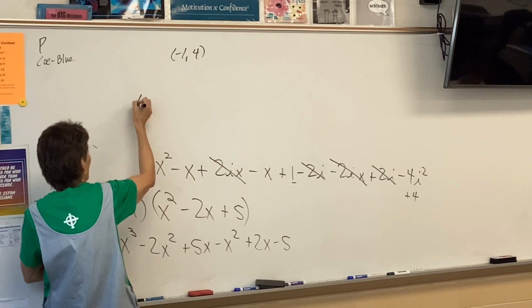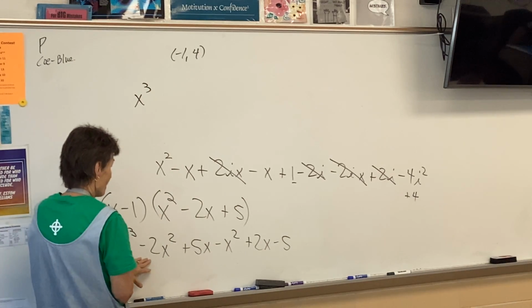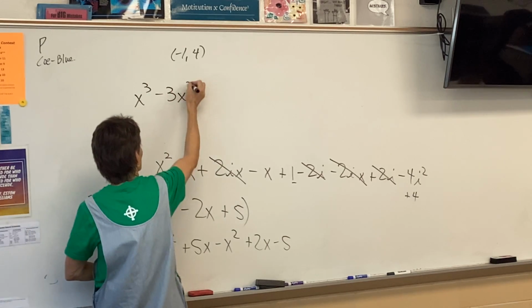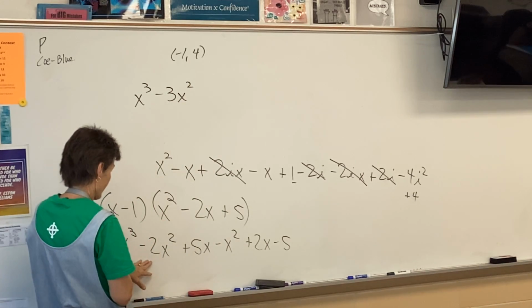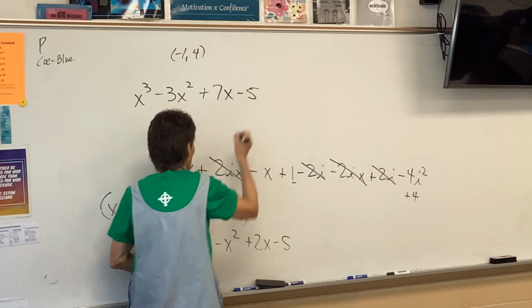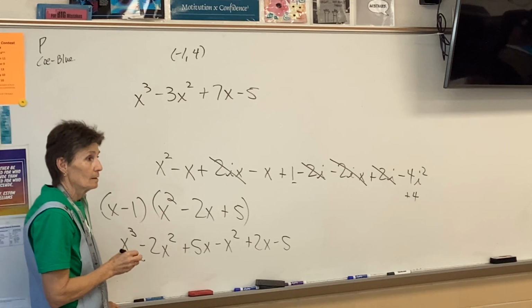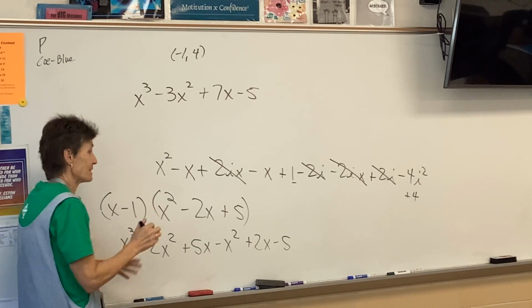All right, so what have I got? X cubed minus 3x squared plus 7x minus 5. Did I do that okay? Does anybody match that? Yes. So basically that's the answer.